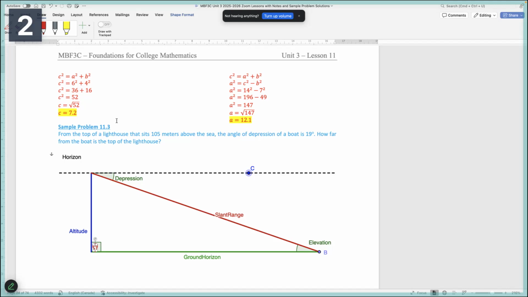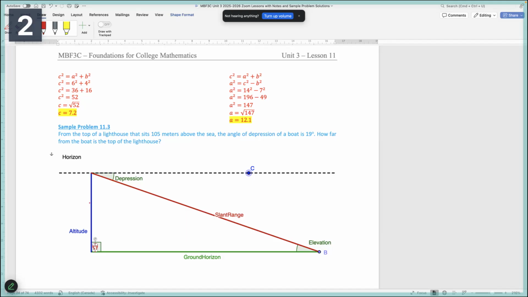Okay, so now sample problem 11.3 says: from the top of a lighthouse that sits 105 meters above the sea, the angle of depression of a boat is 19 degrees. How far from the boat is the top of the lighthouse? So we've got to find this distance from here to here. What do we know? We know that the top of the lighthouse is 105 meters above the sea. So this part right here is going to be 105 meters.